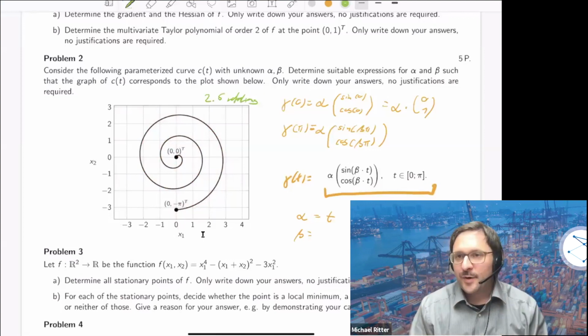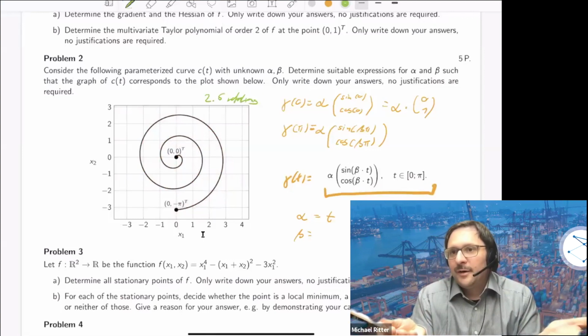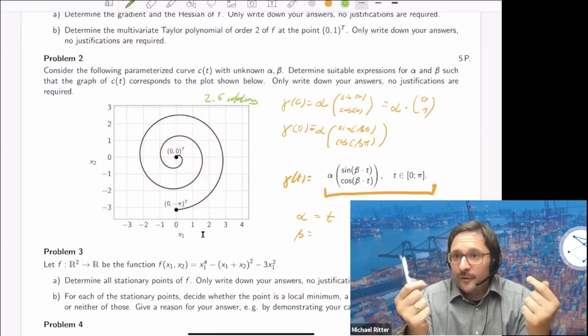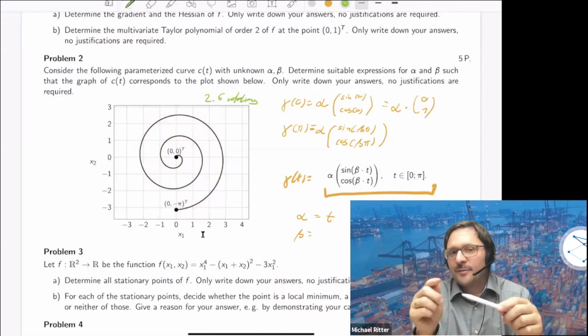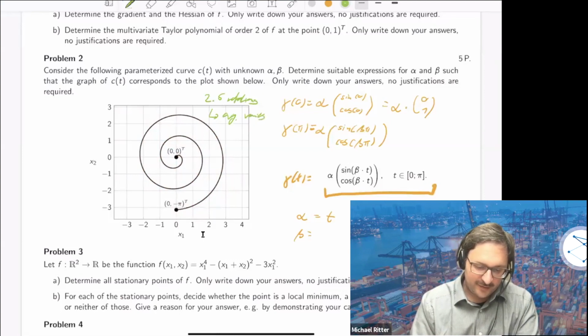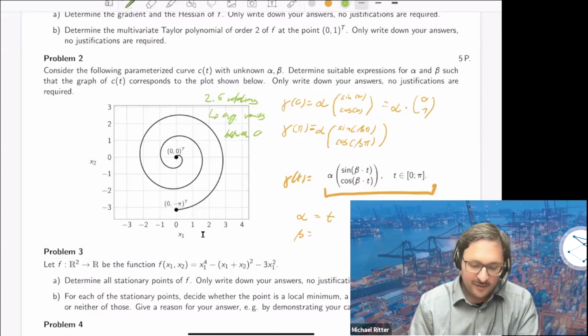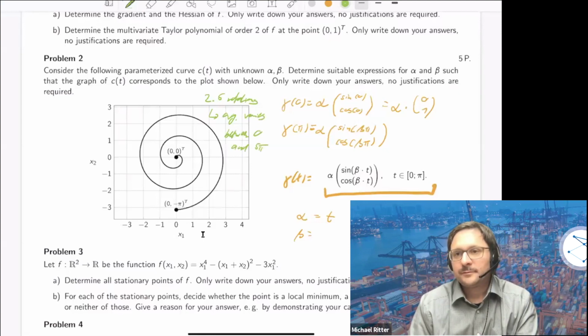Now we want 2.5 rotation while t goes from 0 to pi. A full rotation would mean the argument has to go from 0 to 2 pi. So in this case, the argument varies between 0 and, well, 2.5 rotations. One rotation is 2 pi, so 2.5 times 2 pi, that would be 5 pi. So the argument needs to vary between 0 and 5 pi.